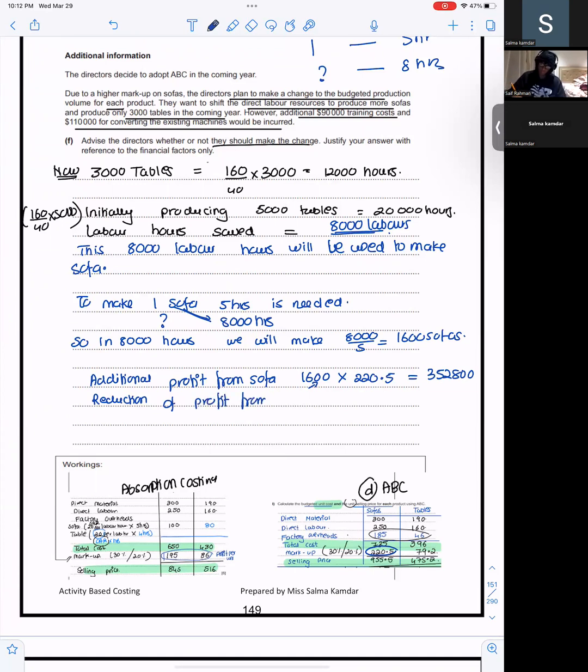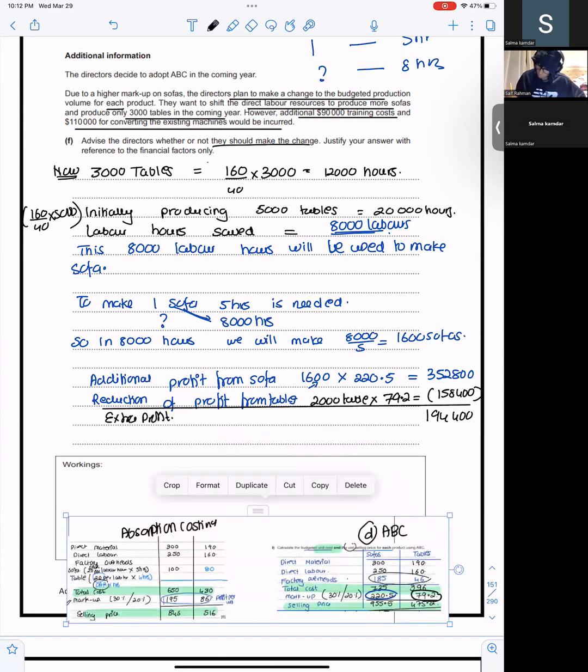So you will have a reduction of profit from tables. How much? 2,000 tables you're going to make less, so you will have 2,000 into a profit of 79.2. So what is the reduction in profit? 158,400. So what is the extra profit that you're going to make? Extra profit we're going to make is 352,800 minus 158,400.